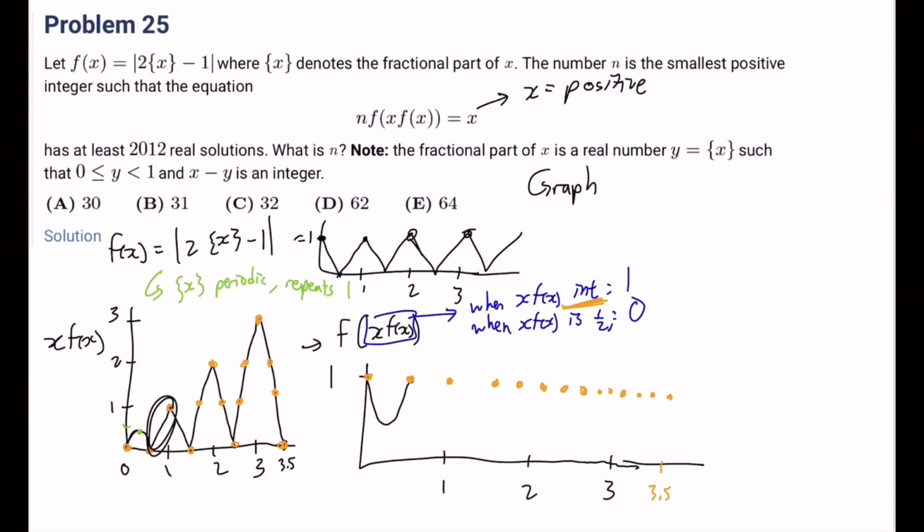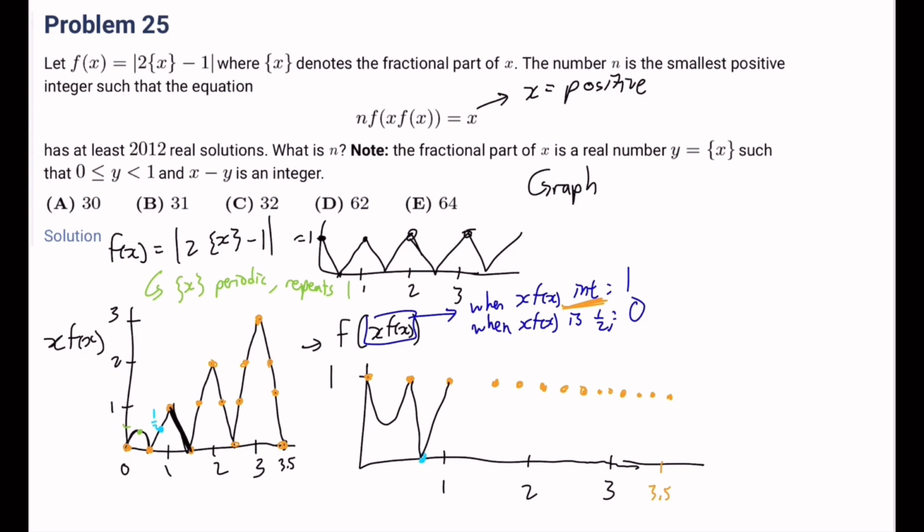Now let's look at the part when it's from 1/2 to 1. So from 1/2 to 1, that's going to be this part. But then we can see that through there we are going to cross the point where it is 1/2. And when x of f(x) is 1/2, then it's going to be 0. So it's going to be touching 0. So it's going to look something like this.